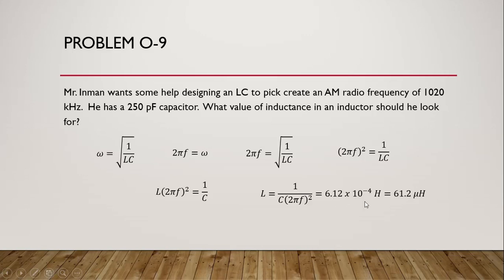Wait a second. Should be 612 microhenries, I think, since micro should be times 10 to the negative 6th. So I think I got this wrong. I think it's 612 microhenries. So if I had this inductor of 612 microhenries and this 250 picofarad capacitor, I could connect them together with some wire, plug a speaker into that, and I could actually pick up radio frequencies of 1020 kilohertz.